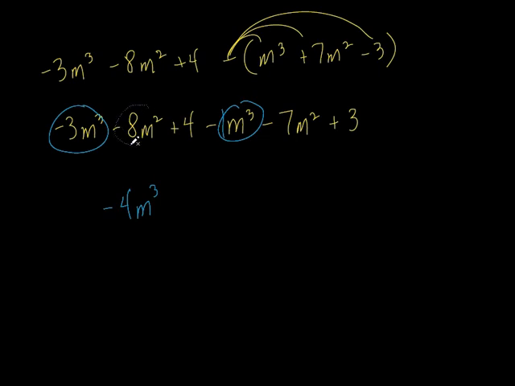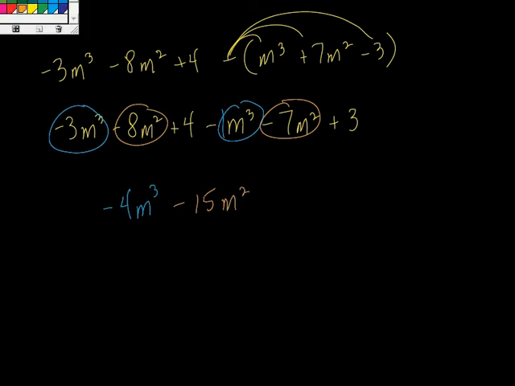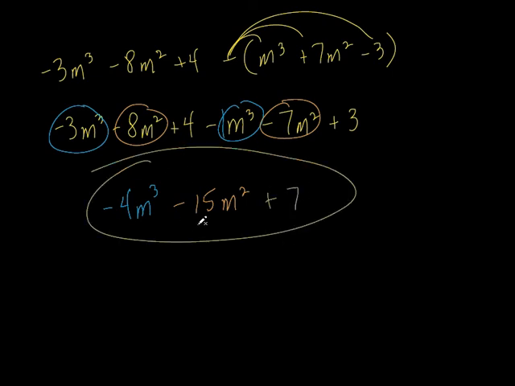What about this m squared? Are there any other m squareds? Yeah, there's this minus 7. So let's do that. Negative 8m squared minus 7m squared is? Right, minus 15m squared. Okay, hang on just a second. And then we've got plus 4 plus 3, which is plus 7, and then that's it. You can't do anything more with that, all right?